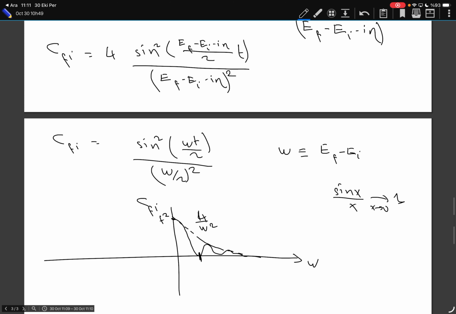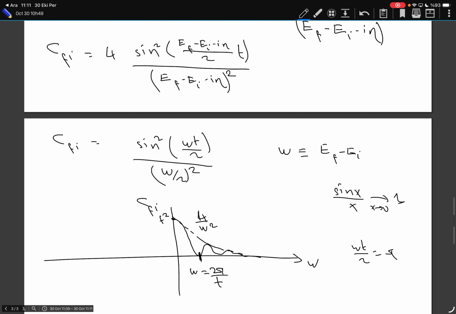Now, that point is at omega equal to 2 pi over t. No, pi over t. That is when omega t over 2 is equal to pi, omega is 2 pi over t. So, you see, there's that large peak. That large peak extends up to 2 pi over t. And remember, t is very large. So that peak is very narrow and very high. So it's almost like a Dirac delta.